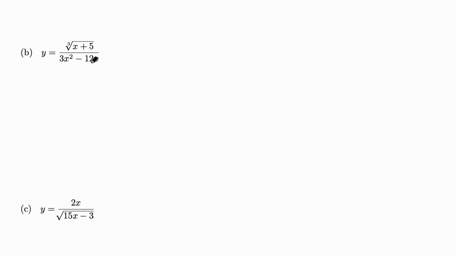Now here we got a cube root on the top. Cube root is defined for any number, so this is good for all real numbers. We have no restrictions from the top. But the bottom, we got a degree 2 polynomial. The bottom cannot be 0, because when we divide something by 0, that's undefined. So 3x squared minus 12x is not equal to 0, but we would like to see the x values where it is 0.